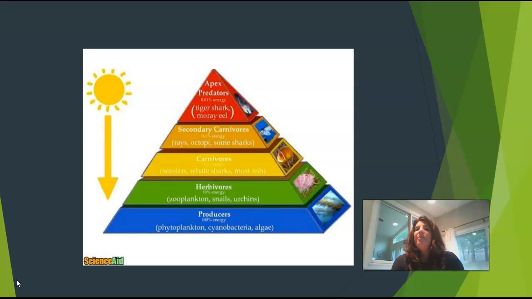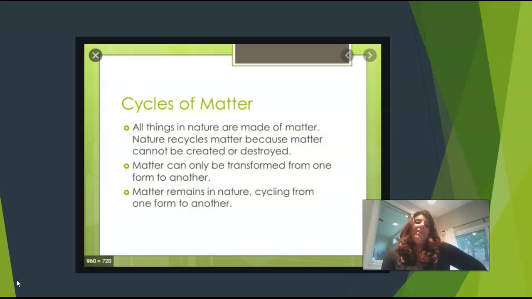But the movement of matter is just as important. All things in nature are made of matter. But what exactly are the materials that flow through a system like an ecosystem, a tropical rainforest, or a marine system, for example? Well, we have elements such as oxygen, carbon, hydrogen, nitrogen. Those are the elements that account for most of the mass of living things.